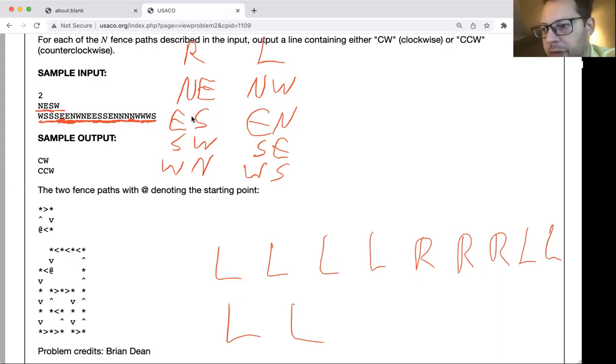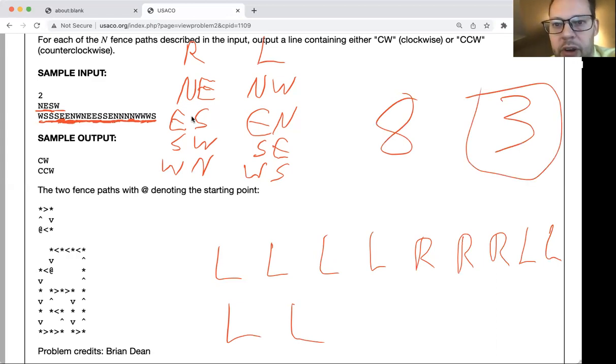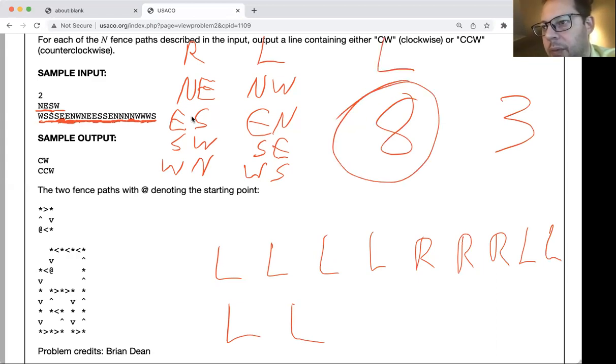Left, I have 1, 2, 3, 4, 5, 6, 7, 8. I have 8 left turns. I have only 3 right turns. And again, that difference would be because the ending spot would have been a right turn, which is how that comes out. All you need to do is recognize that the left turns dominated. There were many more left turns than right turns. Because there were more left turns than right turns, this was mostly turning left, which means this is counterclockwise.